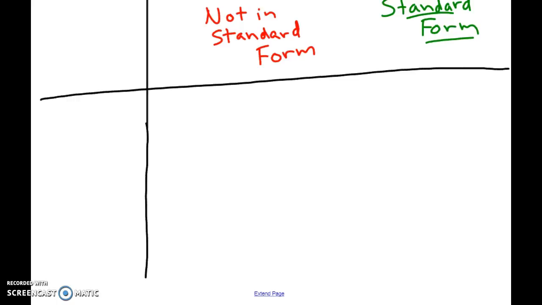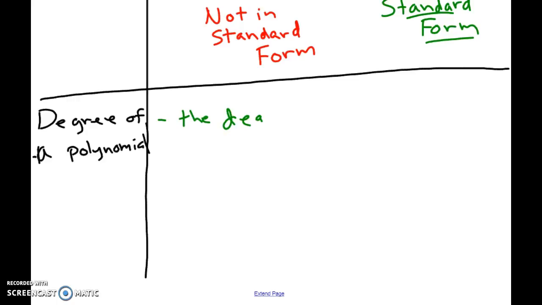Last note before we get to an example is the degree of a polynomial. The degree of a polynomial is really the degree of the highest term there. So it is the degree of the monomial with the greatest exponent.